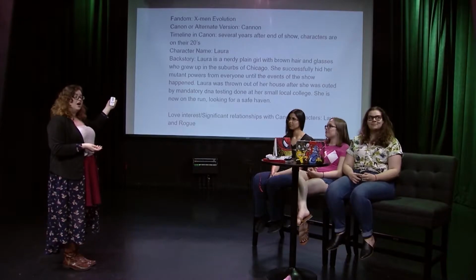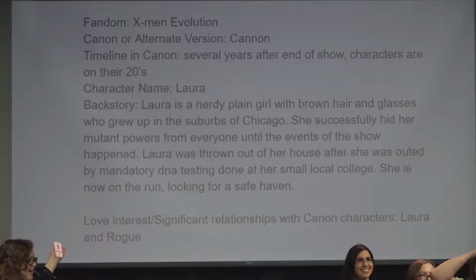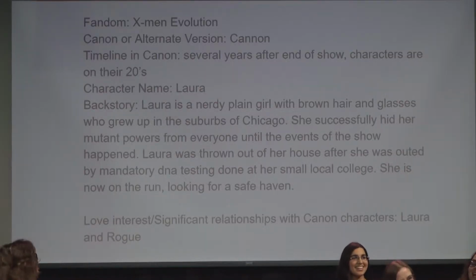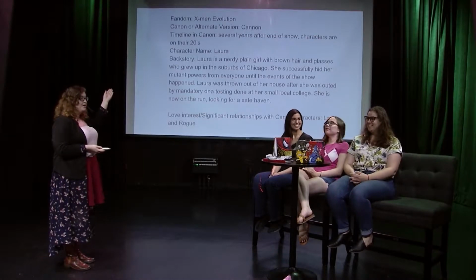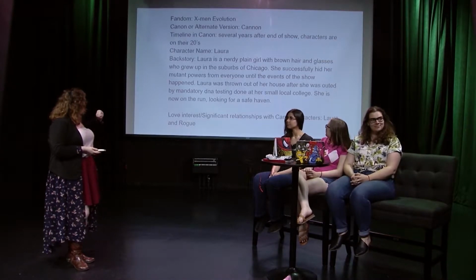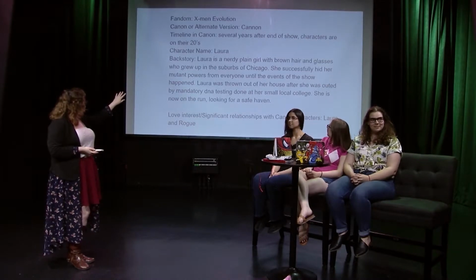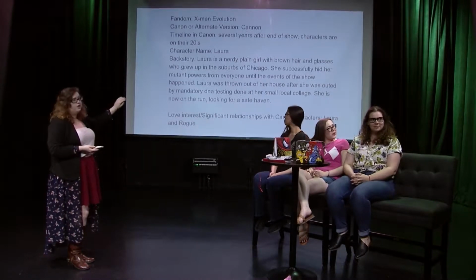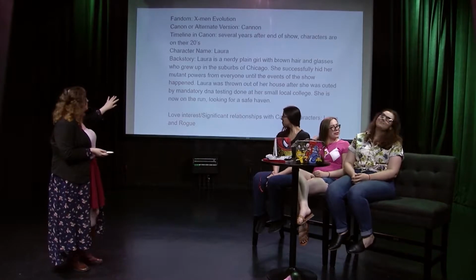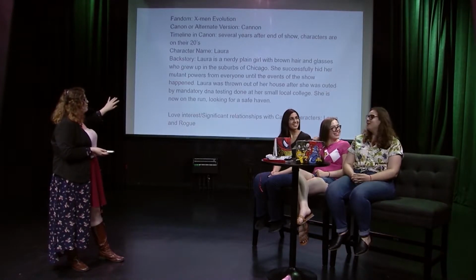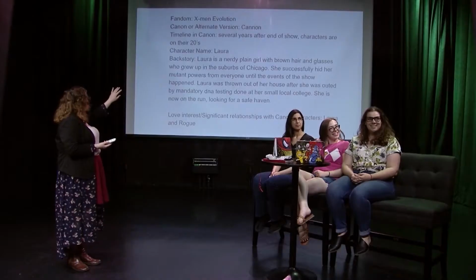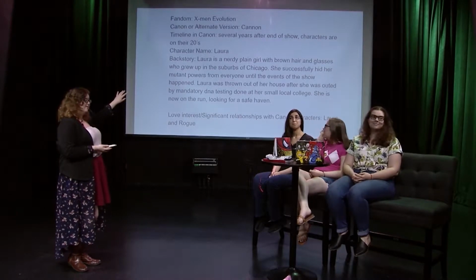Here's an example of Lauren's Mary Sue character. I stand by her. So this one was for X-Men Evolution. It takes place in canon several years after the show ends. So all of the characters are now in their 20s. When did you make this? When I told her to, 3 months ago. Her name, again, is Laura.